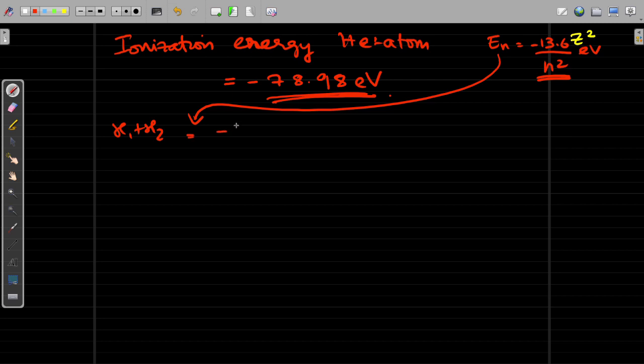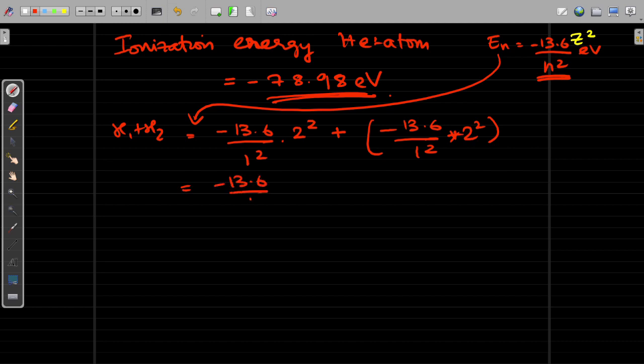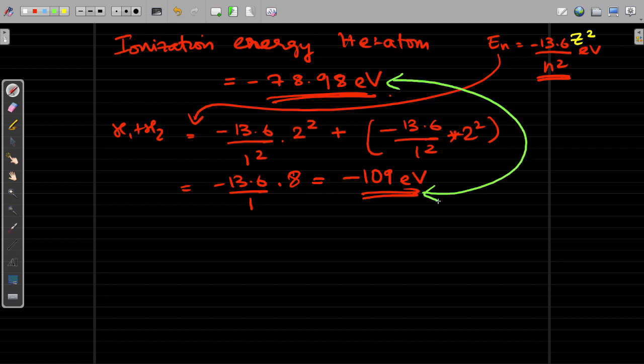You are going to get something of the sorts 13.6 divided by 1 square times the Z number, which is going to be 2 square, plus minus 13.6 by 1 square times 2 square. So this is for each one of them. So this ends up being minus 13.6 by 1 times 4 plus 4, that's going to be 8, minus 109 eV. So one is able to understand the fact this has a poor agreement with the experimental value.